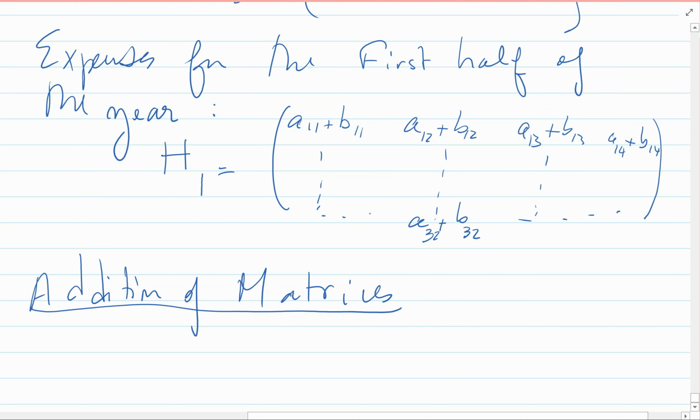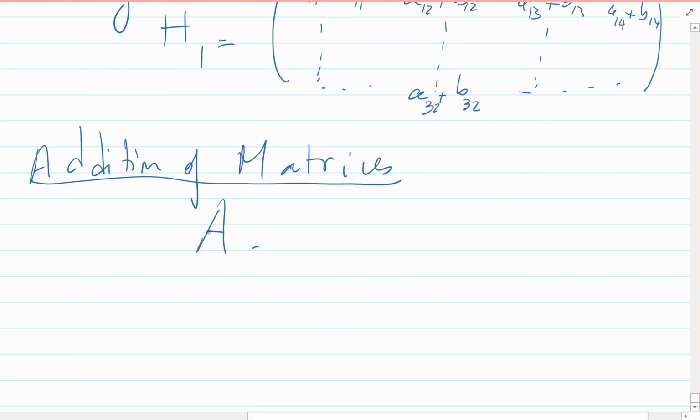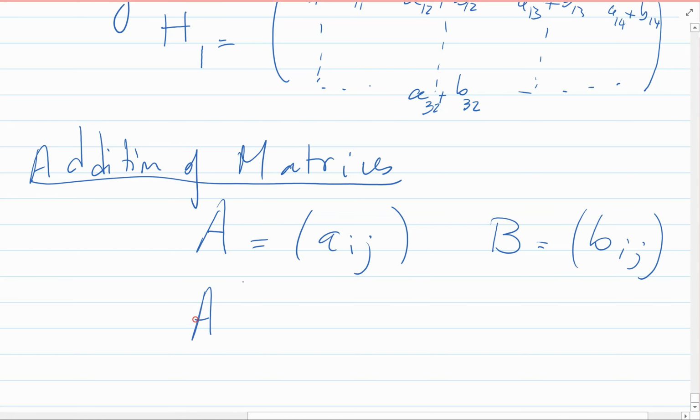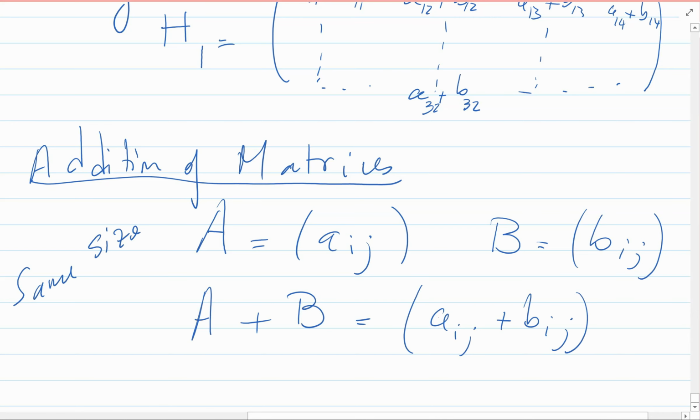Okay? So what do we have? We have A equal Aij, and we have B equal Bij. In order for us to add them, they have to have the same size. So A plus B will be Aij plus Bij. That would be the addition.